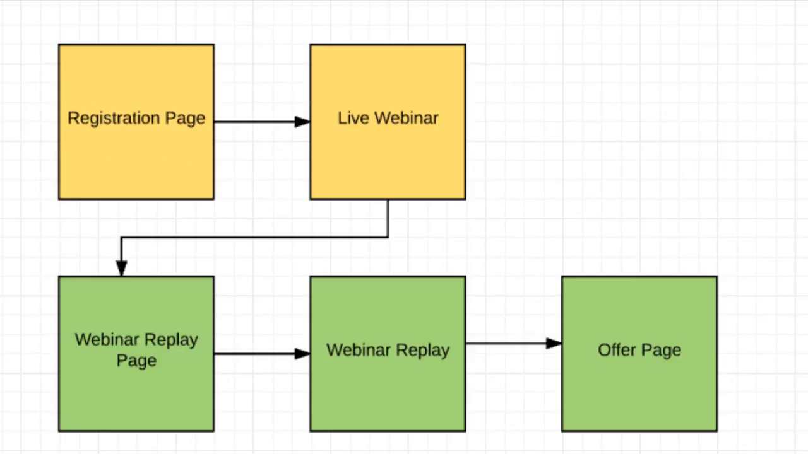So here's what the funnel looks like. It's not complex at all. You can add things to it to make the experience a lot better if you want to, but you don't necessarily have to. As you can see up at the top here, we have the registration page. That's the initial page that everybody is going to see, and then, of course, they're going to sign up for the live webinar.